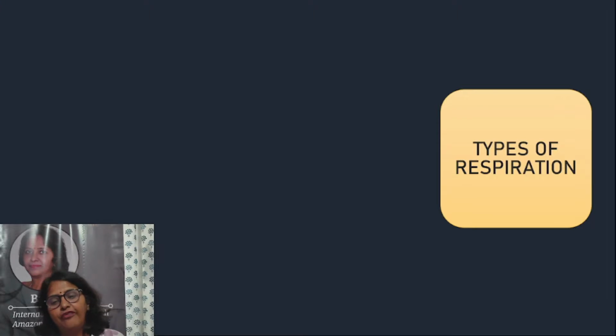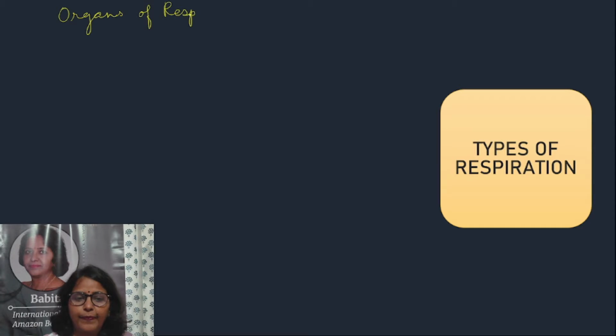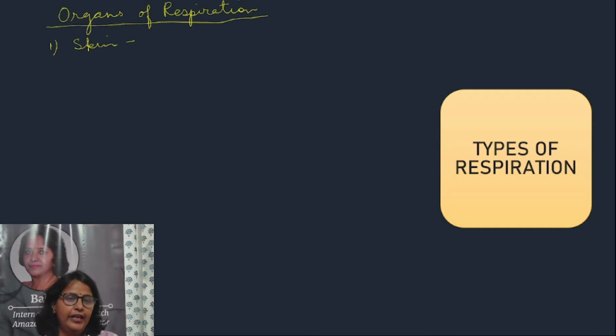We have different types of respiration based on the organ of respiration. There are different organs of respiration. One organ which is seen in primitive animals is the skin itself. The skin of the body acts as a respiratory organ, and oxygen goes inside the cell or comes out of the cell through the skin by the process of diffusion, and this type of respiration is called cutaneous respiration.